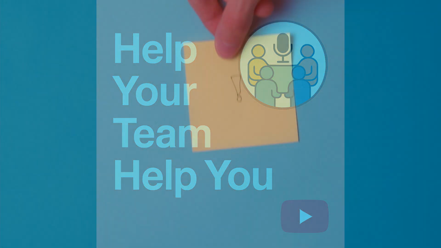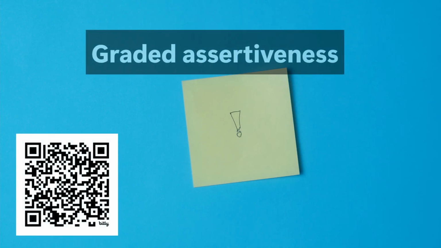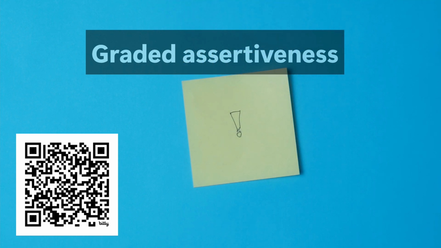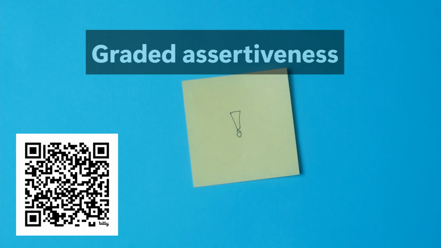Today we will speak about a communication technique which is graded assertiveness. Graded assertiveness and PACE, P-A-C-E, are communication techniques used to raise safety concerns in high-risk environments. Graded assertiveness is a step-by-step approach that starts with a hint and progresses to a command if the concern is not addressed. PACE is an acronym for probe, alert, challenge, and emergency.